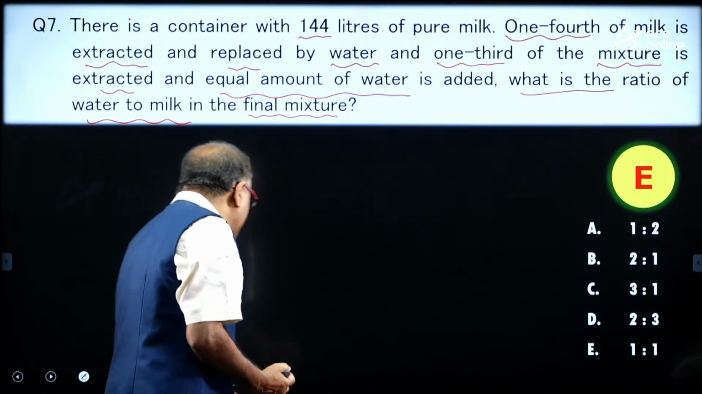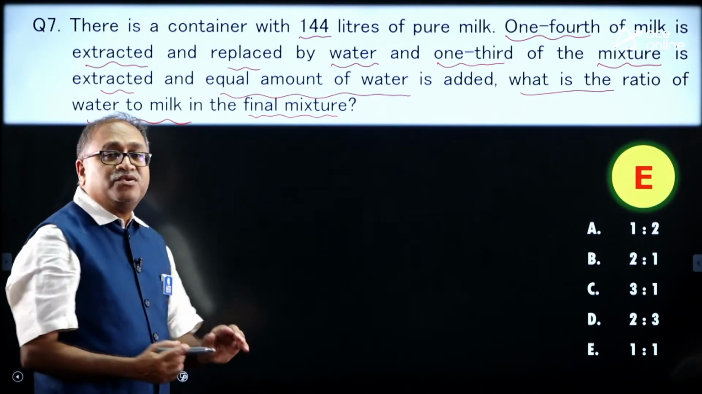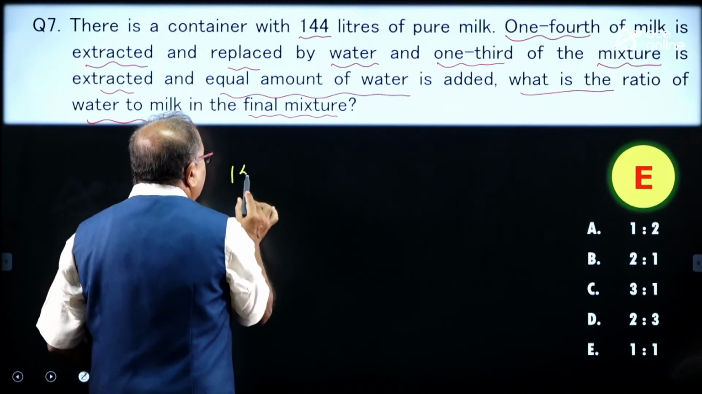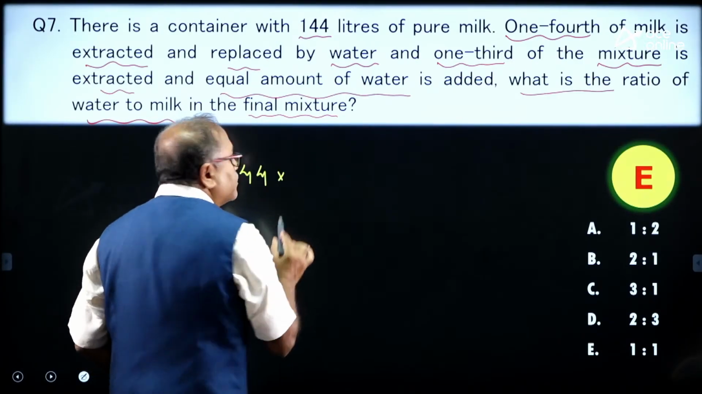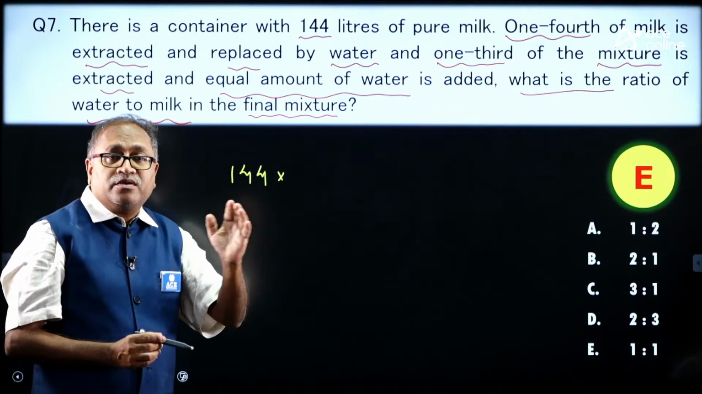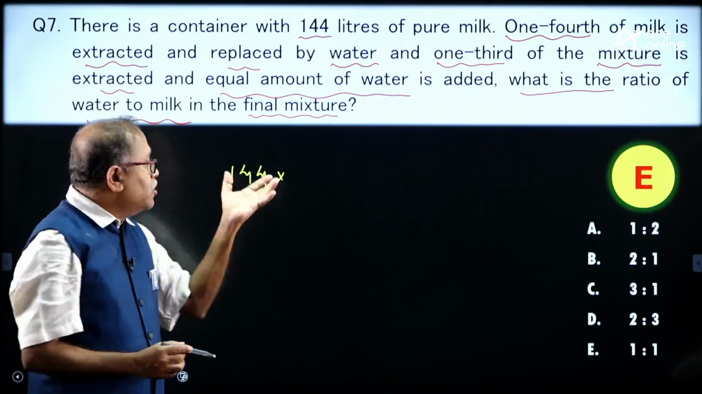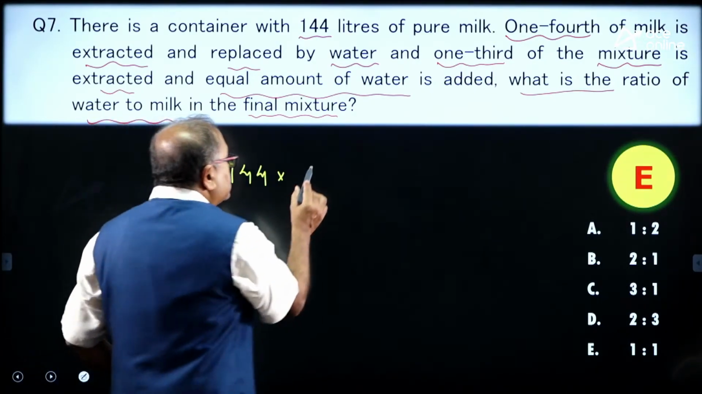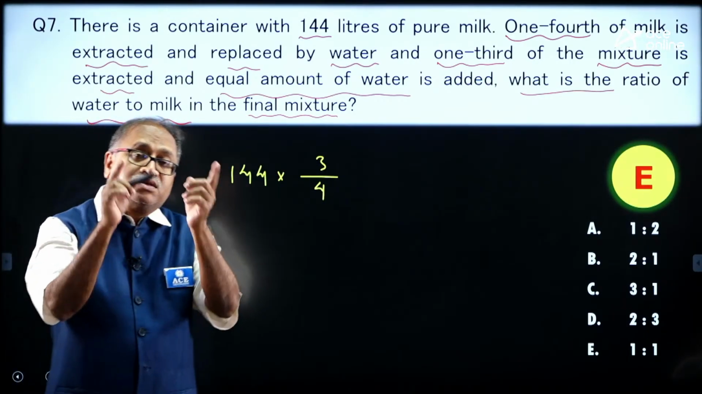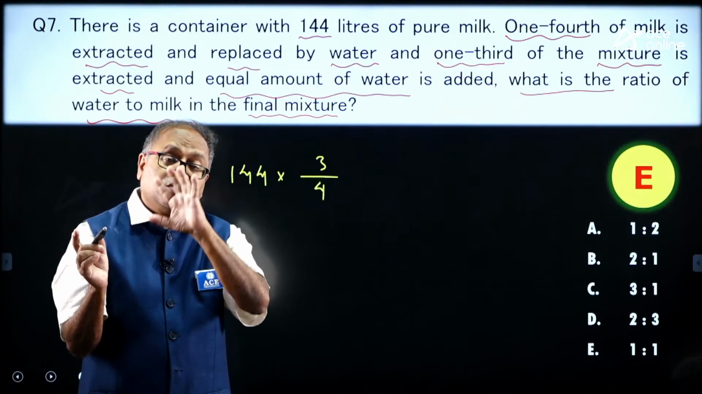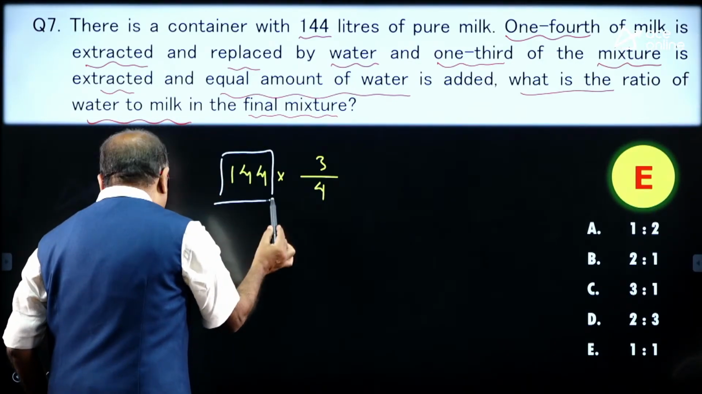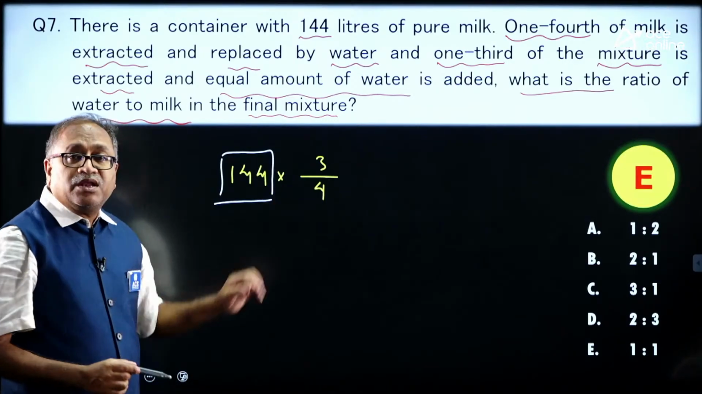Solution for success 1. How do we do it, my dear brother? That is, initial quantity 144 is given here. From there, if you are taking out 1/4, you are left with 3/4 of the milk. So, let us take that 3/4 of the milk, but do not forget it is replaced by water. So, the total quantity will remain same as 144. Okay. This is the milk part.